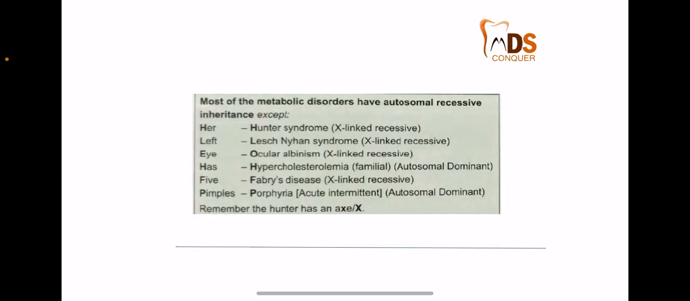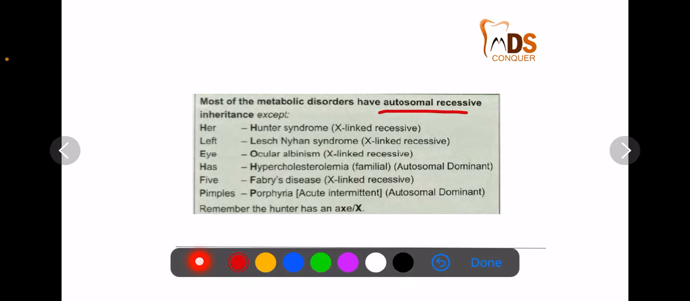Most of the metabolic disorders have autosomal recessive inheritance except for these exceptions, so do note them as well. These are the ones which are not autosomal recessive; except for these diseases, the other metabolic disorders are autosomal recessive. The exceptions are Hunter's syndrome, Lesch-Nyhan syndrome, ocular albinism, hypercholesterolemia, Fabry's disease, porphyria. So just have a look.